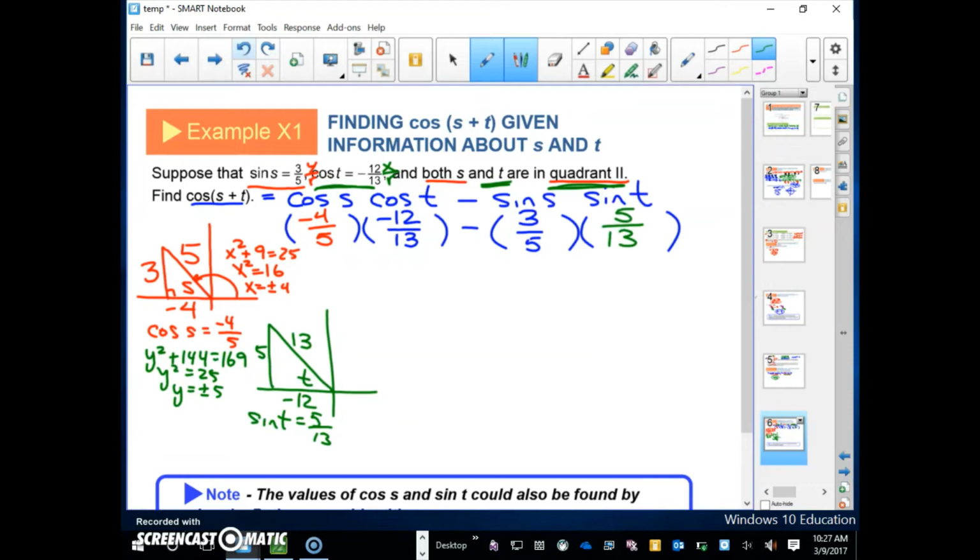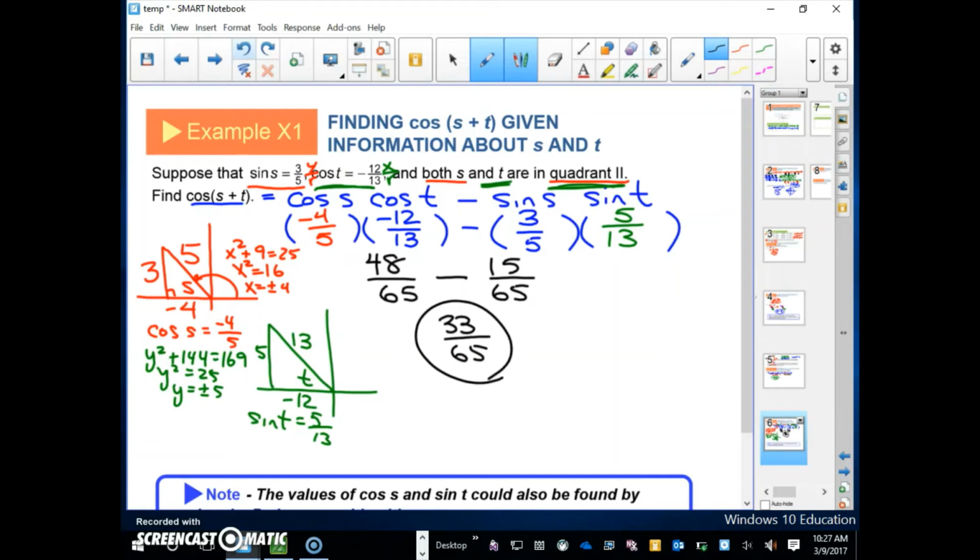I'm trying to fill in those holes, and once I fill in those holes, it's just about simplification. Okay? So once I've got all those holes filled in, I simplify. Negative 4/5 times negative 12/13 is 48/65. Minus 3/5 times 5/13, that's 15/65. We got 48/65 minus 15/65 is 33/65. And that's my answer.